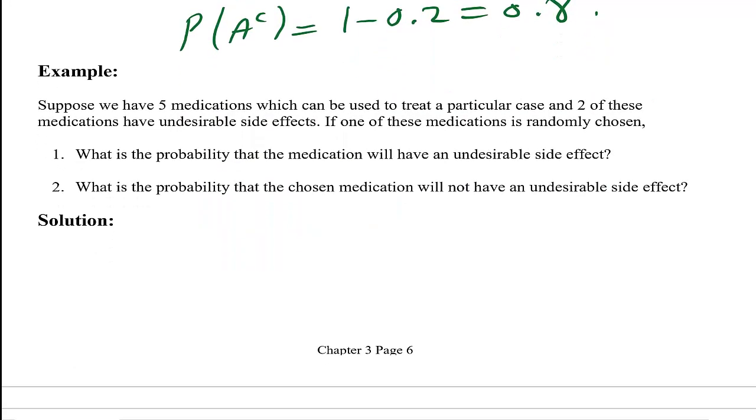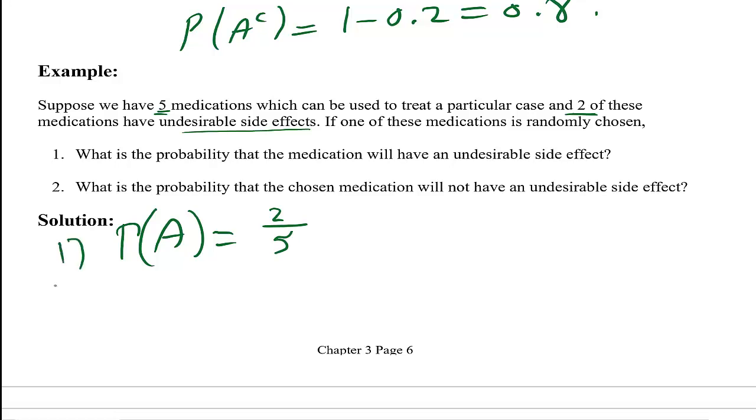Another example. Suppose we have 5 medications which can be used to treat a particular case, and 2 of these medications have undesirable side effects. If one of these medications is randomly chosen, what is the probability that the medication will have an undesirable side effect? What is the probability that the chosen medication will not have an undesirable side effect? Let A be the chosen medication will have an undesirable side effect. So probability of A will be 2 out of 5. So it's 2 divided by 5. So this is part 1.